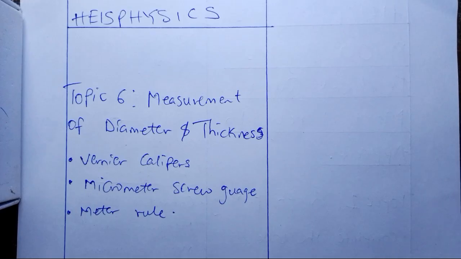So this is the good news. Measurement of diameter and thickness is one of the easiest practical that usually comes out for your NECO.